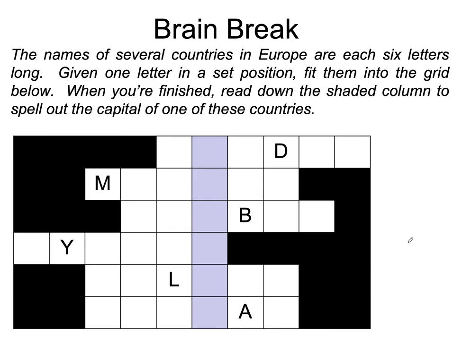Ooh, holy cow, another brain break. The names of several countries in Europe are 6 letters long. Given one letter in a set position, fit them into the grid below. When you're finished, read down the shaded column to spell out the capital of one of these. Monaco. I think this one might be Monaco. That's the one that's an easy one because it starts with M. The rest of them, not Denmark. Denmark won't work. That's 7.